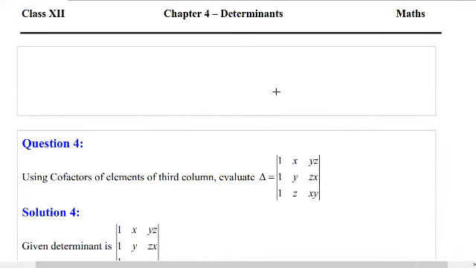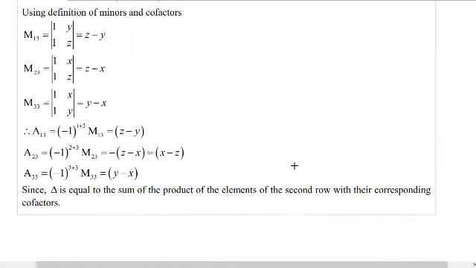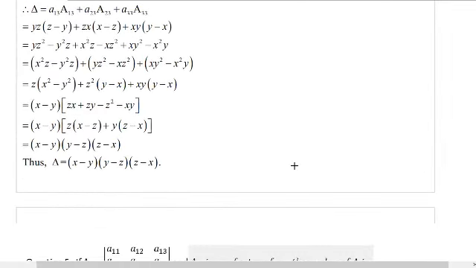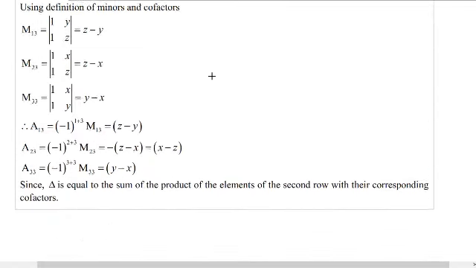Okay, right? So using cofactor of element of third column, evaluate the determinant. Third column means this one, right? So this element is a13, this is a23, and this is a33. So formula will write, see, a13, a23, a33 and their cofactors. a13 multiplied by its cofactor, a23 multiplied by its cofactor, and a33 multiplied by its cofactor, right? And then add them up, simple.